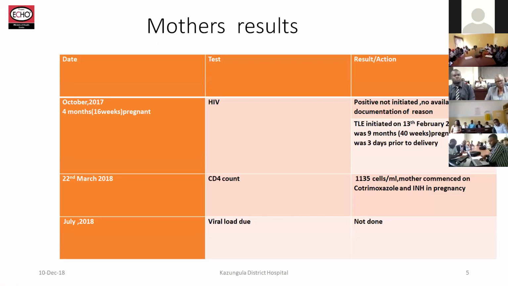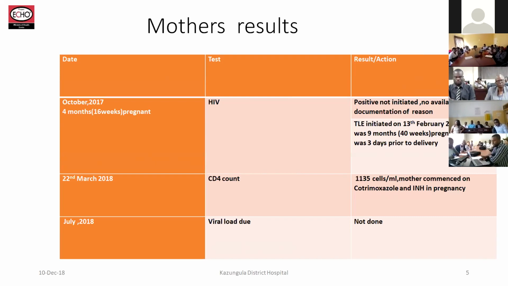On the mother, the HIV test was done in October 2017 when she was 4 months pregnant. She tested positive, but was not initiated on ART. There is no available documentation as to why she was not initiated. She only initiated on 13th February this year when she was 9 months pregnant, on the regimen TLE.